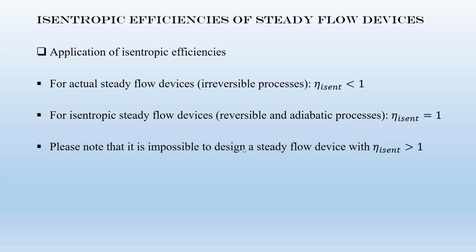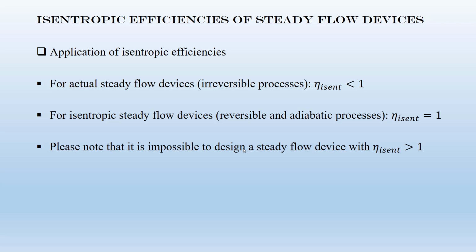So we have two applications for the isentropic efficiency. The first one, you can use to verify some claims. For example, if somebody claims to design a compressor with an isentropic efficiency of 1.5, this is impossible. This claim is not valid. This is the first application.